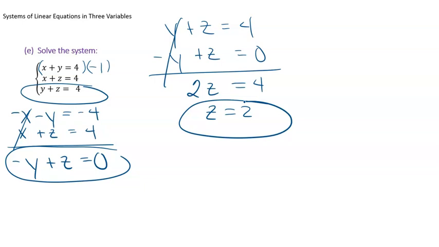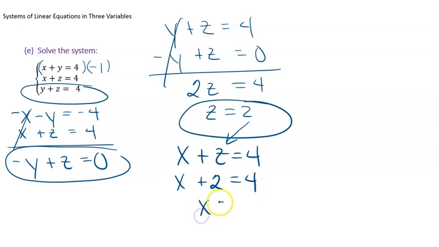I can go back to any of those equations and find what I'm looking for. So, well, no, I can't. I can't go to the first equation. Why not? Because there's no z in it, right? That's not going to help me at all. But I can go to the second equation. X plus z is equal to 4. And I'm going to plug in 2 for my z value right there. So x plus 2 is equal to 4. Subtract the 2 on both sides, and I get x is equal to 2.